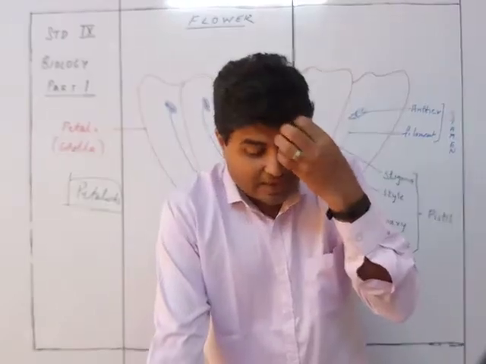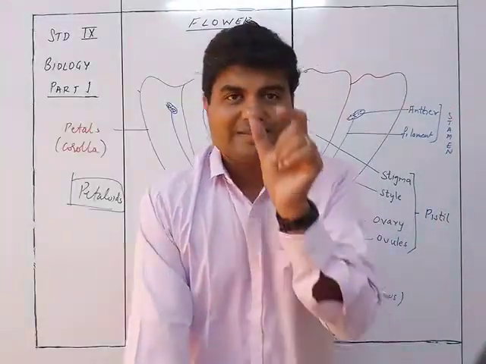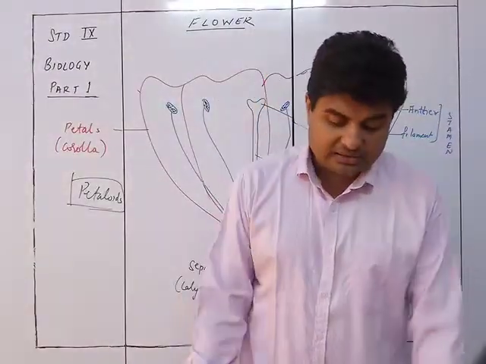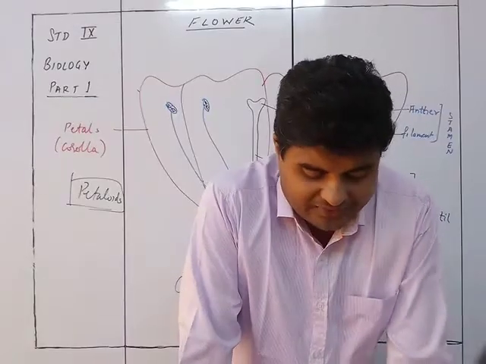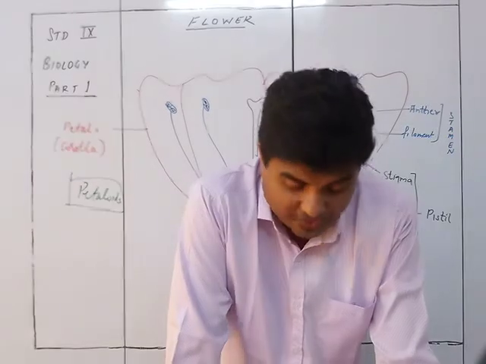Diadelphous, the filaments are united in two bundles, like in pea. In pea you will see that it is in two bundles, 9 of them together in one bundle and 1 as a separate one. So 1 and 9, that is nothing but diadelphous. Out of 10, 9 stamens form the staminal tube, while 1 is free.